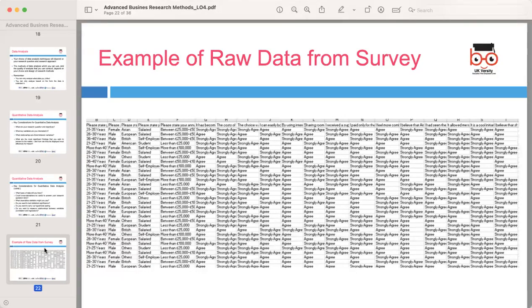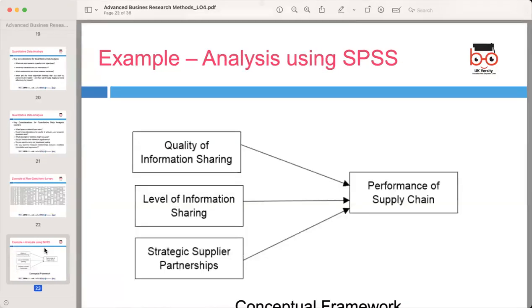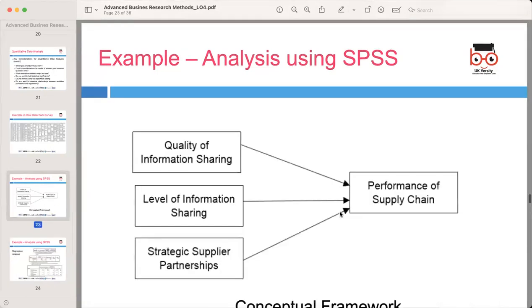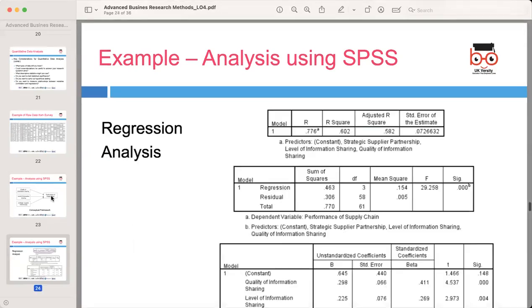Okay, example of raw data and survey. Here is an example of analyzing using SPSS: quality of information sharing, level of information sharing, and strategic suppliers' partnership, performance, supply chain. This is an example of a conceptual framework. Analysis, regression analysis, some examples of regression analysis.